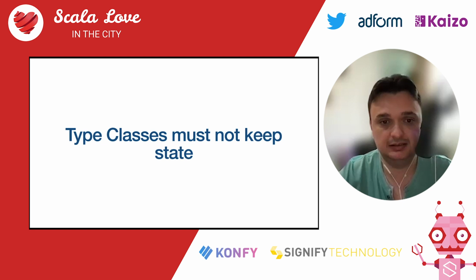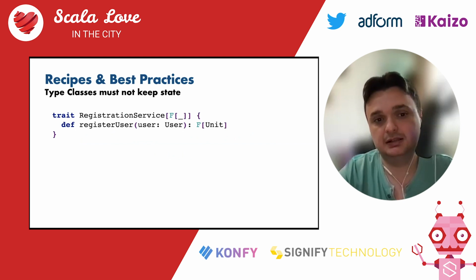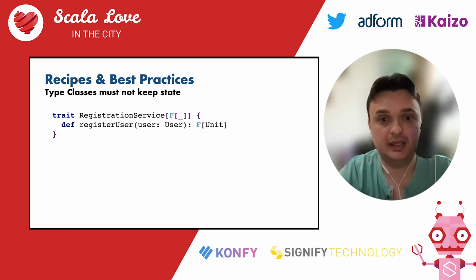If a type class instance keeps state, it's not a type class. So I'm going to give an example. This would be an interface for the registration of users. It's going to save in the database and it's going to send an email, let's say. It's not a type class, and you can see it from the signature. You can see that in order to save to a database and in order to send an email, you need a JDBC database connection and you need an SMTP email connection for sending emails, and you don't have these as parameters, so they need to come from somewhere, so it's shared state.